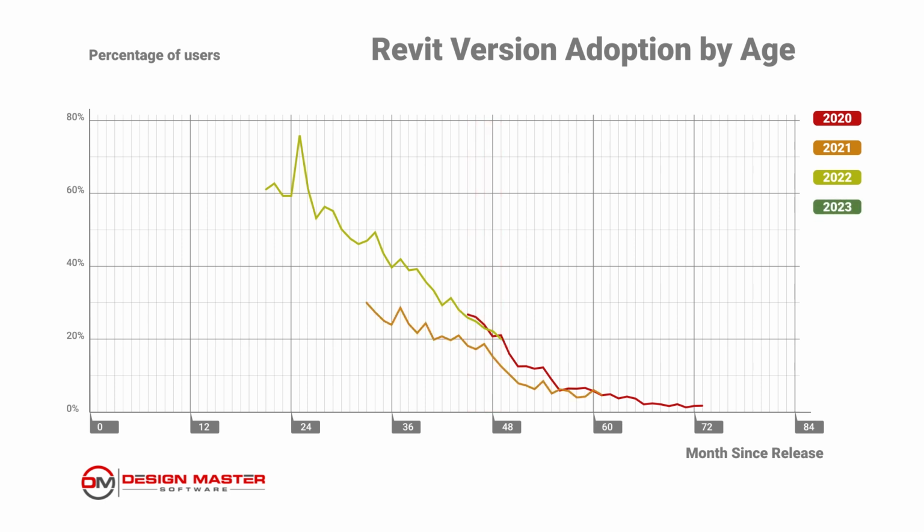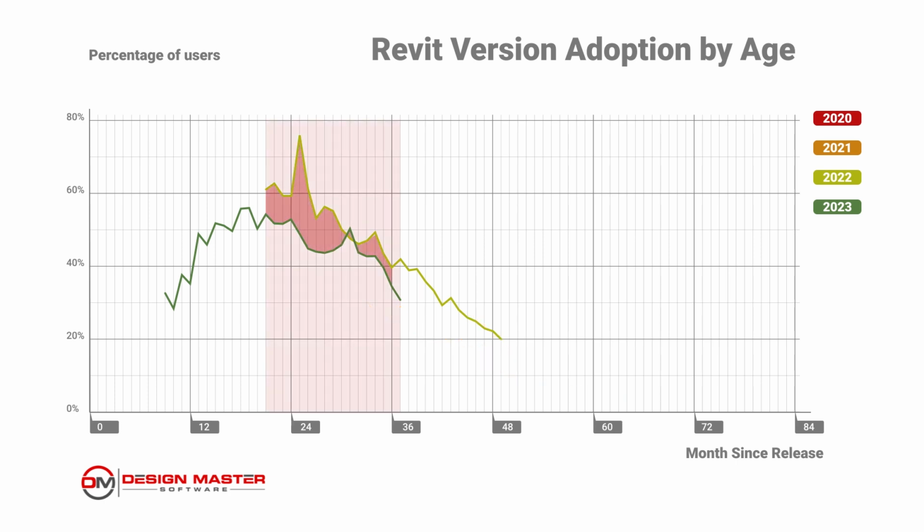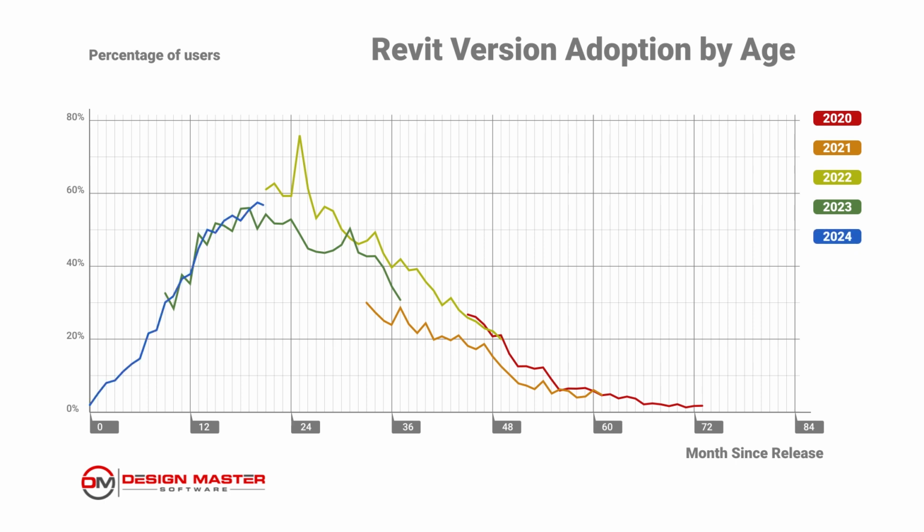Next, we add Revit 2023. You can see the rise and fall of the popularity, again, peaking about 2 years, but it wasn't as popular as Revit 2022 was at its peak. Then we add Revit 2024, the first version where we have month 0 data, and we can see the full curve of Revit 2024 so far. Comparing it to Revit 2023, you can see that it appears to be a little bit more popular.